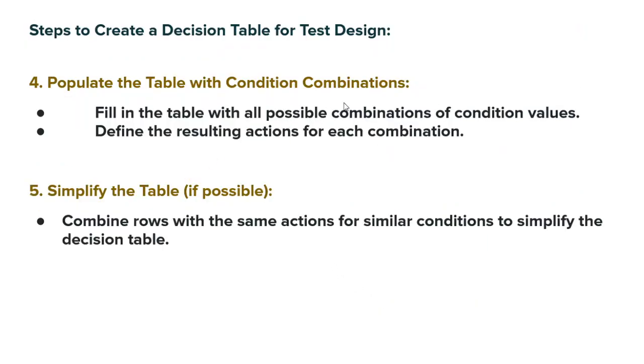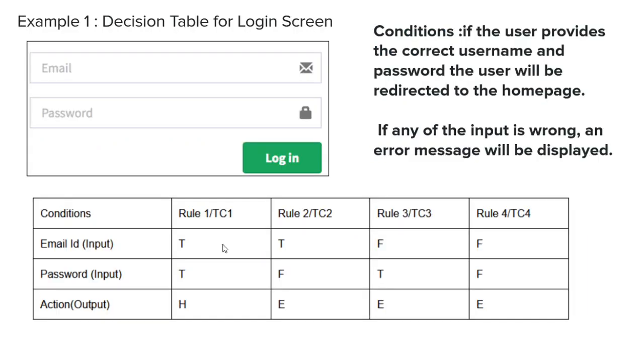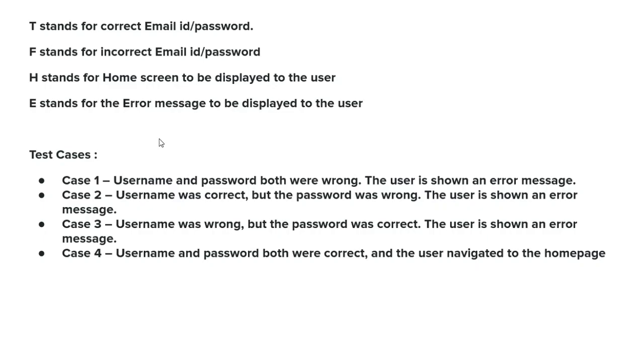So we have to populate the table with condition combinations, and then define the resulting action for each combination. And we have to make it as simple as possible. The table should be simple to understand, so it will be easier to derive the test cases from that table. So this is the simple table which we have created for email and password combinations. And with the help of that, we have created the test cases.